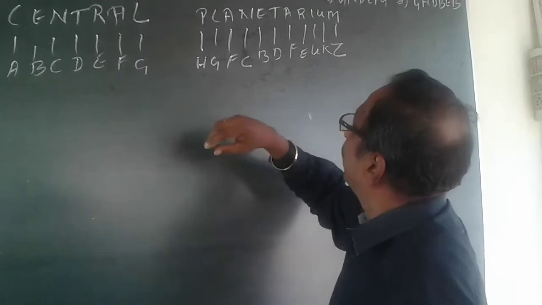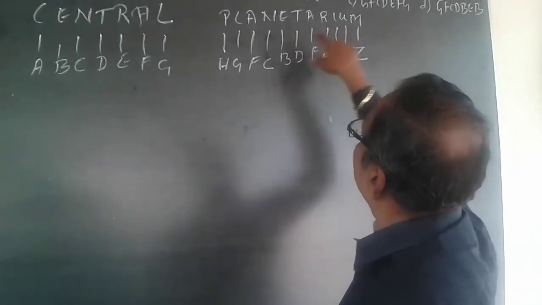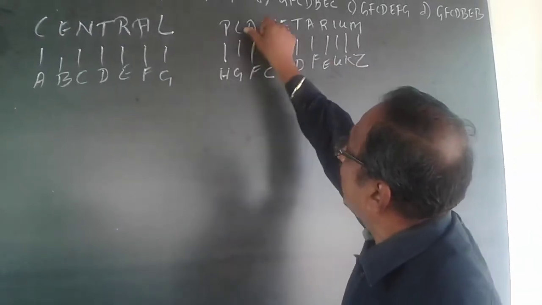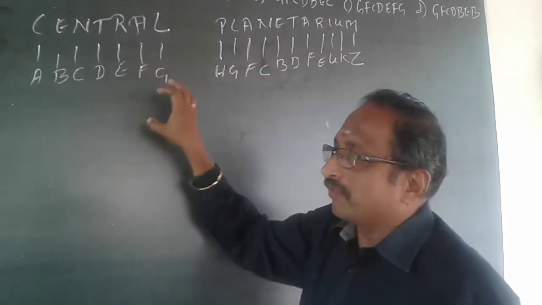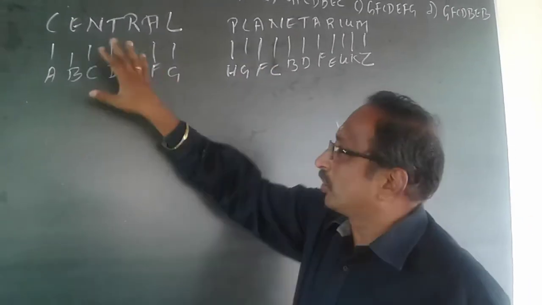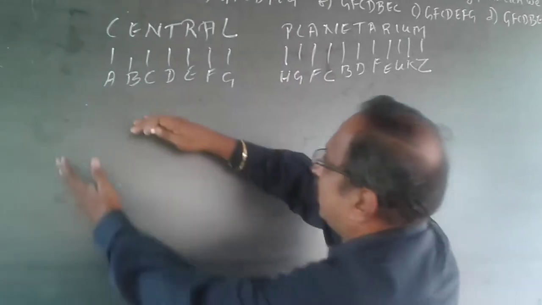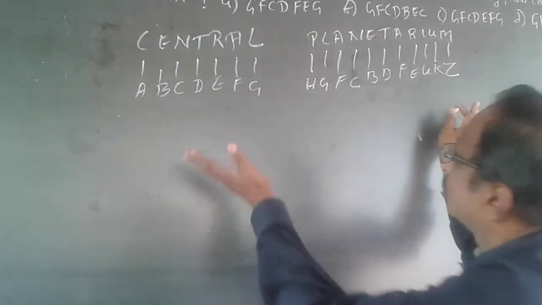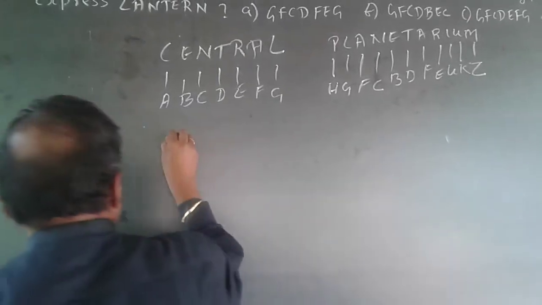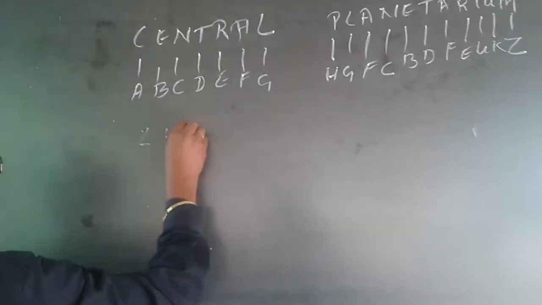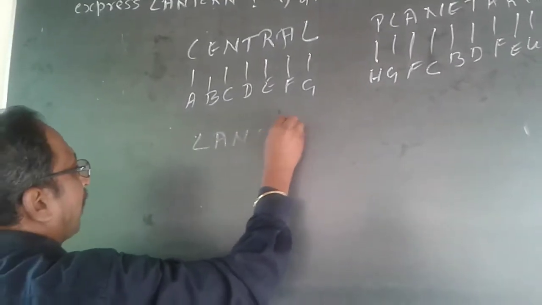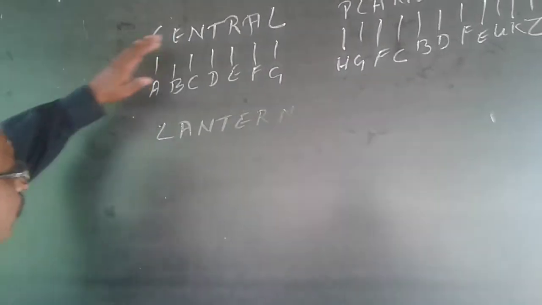Similarly, L is coded as G here, so L is coded as G. So everything is coded like that. So you will have to map it like this. Now for lantern, you will have to take only the representation from here. So L-A-N-T-E-R-N. So this is what is coded here.